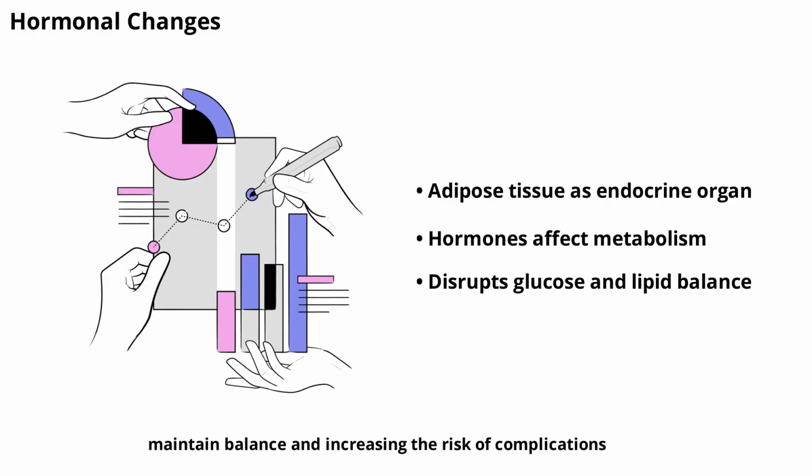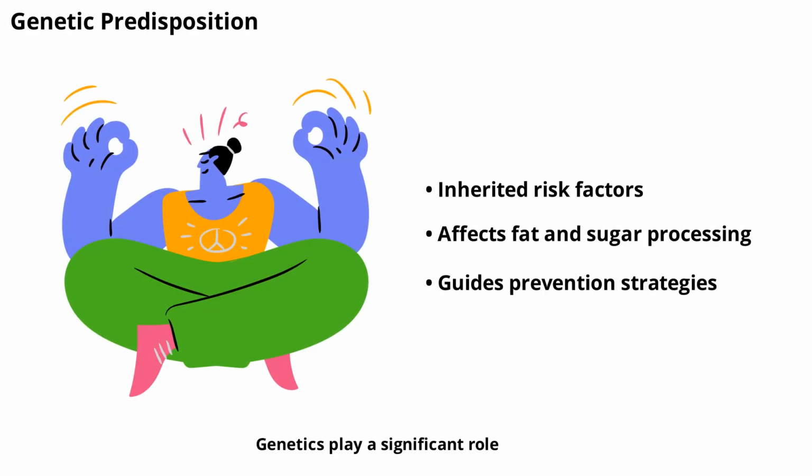Genetics play a significant role in the development of metabolic syndrome. Some individuals are more susceptible due to inherited traits that affect how their bodies process fats and sugars, and respond to insulin. While lifestyle factors are critical, understanding one's genetic risk can help guide prevention and early intervention strategies.